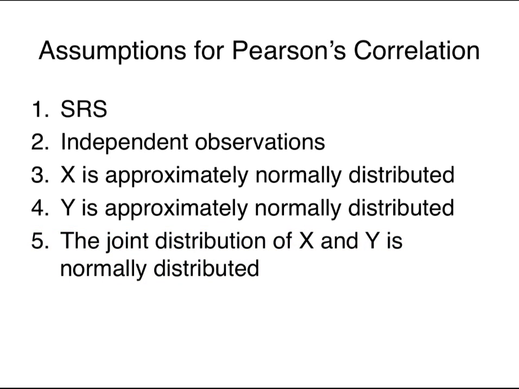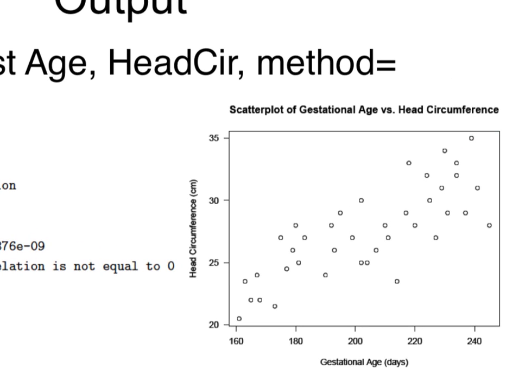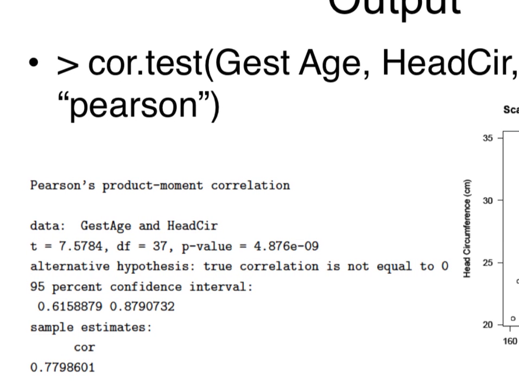It's important to remember that assumptions are rarely met perfectly in the real world, but they should be at least approximately met in order to estimate a correlation. So let's look at some example output from the Module 7 notes on the association between gestational age and head circumference. By looking at the scatter plot alone, we can see that there appears to be a positive correlation between these variables. So let's say we check our assumptions for Pearson's and these are met, so we estimate a Pearson's correlation in R. And we find that this is 0.78, suggesting a strong positive correlation between these variables.